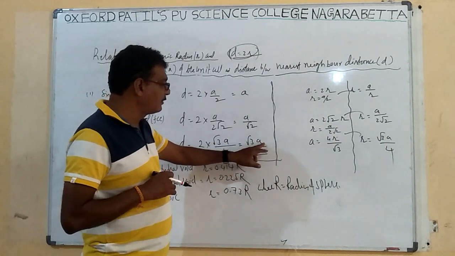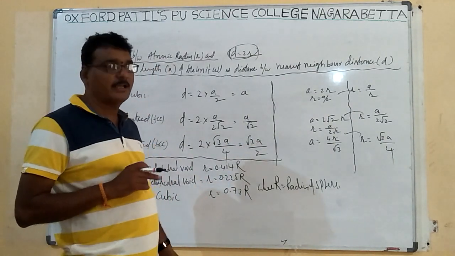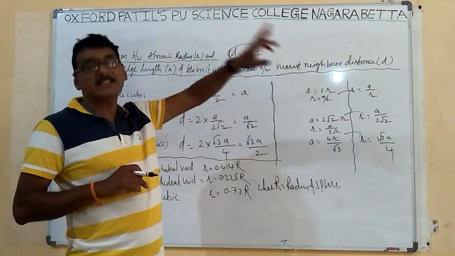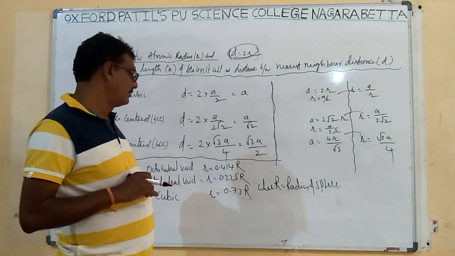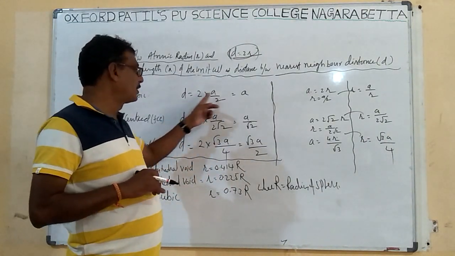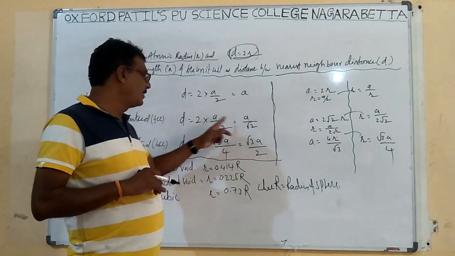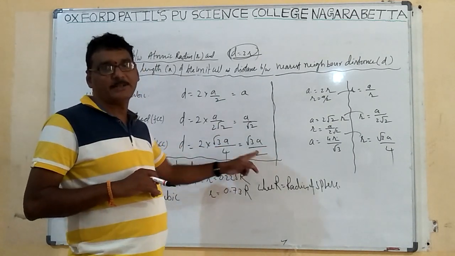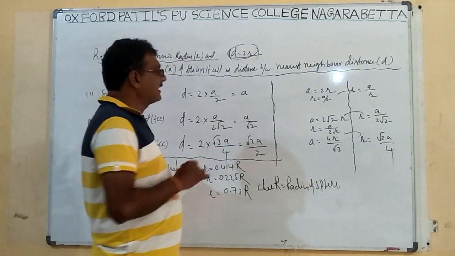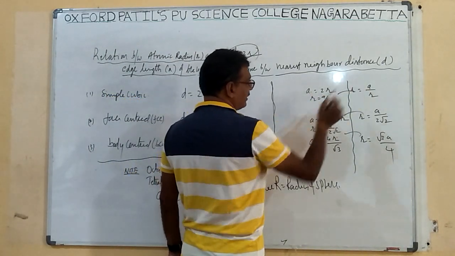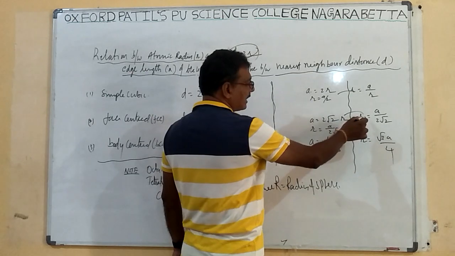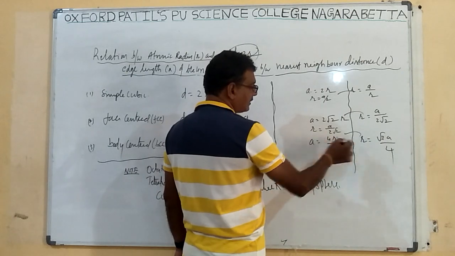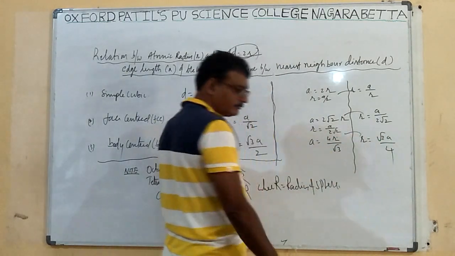Neighboring distance required means what is required? Edge length is required. Once you know the edge length, you have to calculate the distance between the nearest neighbors. So therefore this is the formula. Now simple cube, d is equal to a. Face centered, d is equal to a by square root 2. Body centered means d is equal to square root of 3a by 2. Next, r is equal to a by 2, a is equal to 2 root 2 r, r is equal to a by 2 root 2. And a is equal to 4r by square root 3, r is equal to square root of 3a by 4.